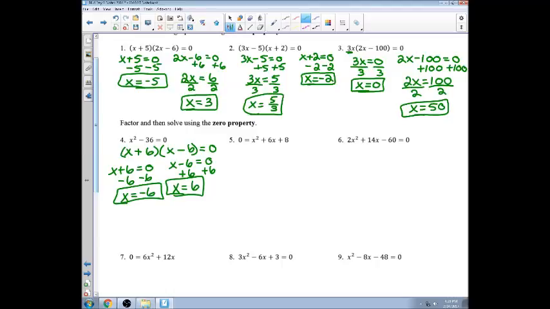Okay? On to problem 5. Remember, I like to put the 0 behind instead of in front. You can kind of do it whichever way you like, though. So to factor this, I would get x plus 4 times x plus 2 is equal to 0. Set x plus 4 equal to 0. So subtract 4 from both sides. X would equal negative 4. X plus 2 equals 0. Subtract 2 from both sides. So x would equal negative 2.